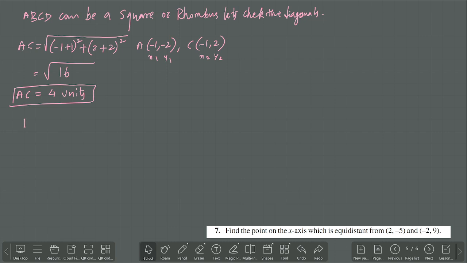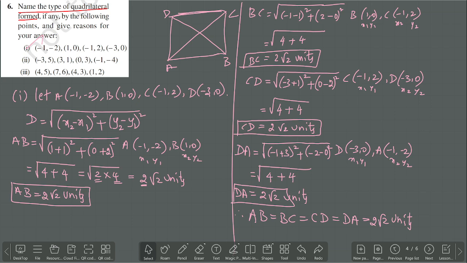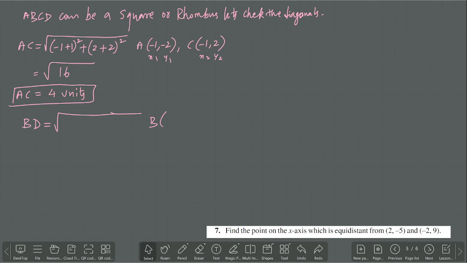Distance BD equal to... what is the B point? Here the B point is (1, 0). D point here is (minus 3, 0). So B is (1, 0) and D is (minus 3, 0). Is it right?